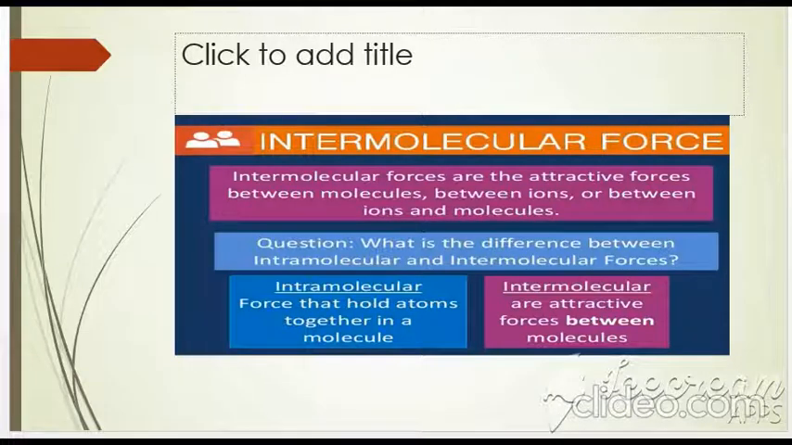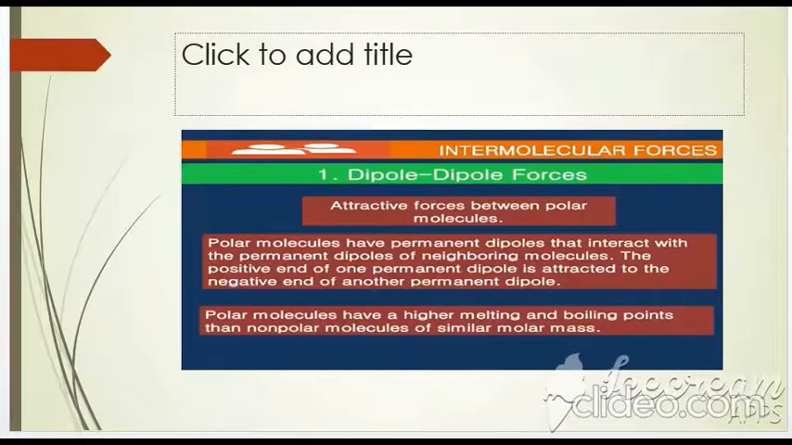Another type of forces are intra. What is the difference between the intermolecular forces and the intramolecular forces? Intra means the molecule which has the atoms, and the forces exist between the atoms of one molecule. You can say the forces within a molecule are called intra, and the forces between two molecules are called intermolecular forces.